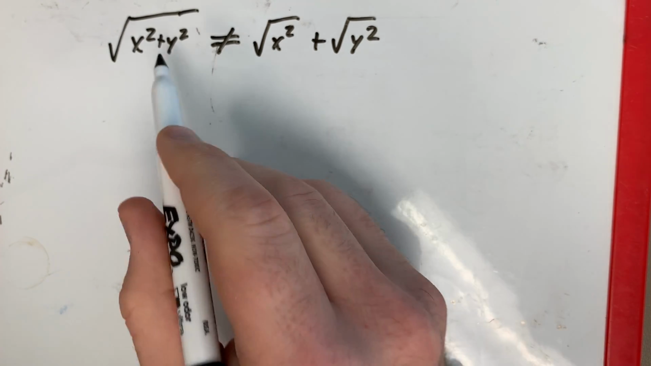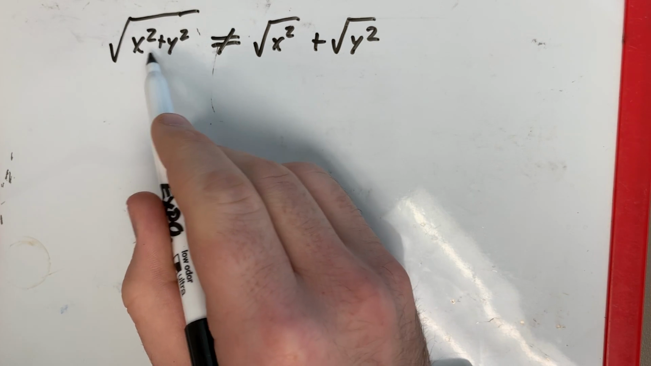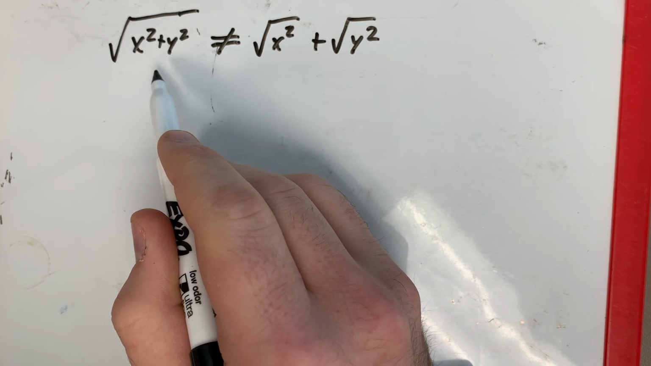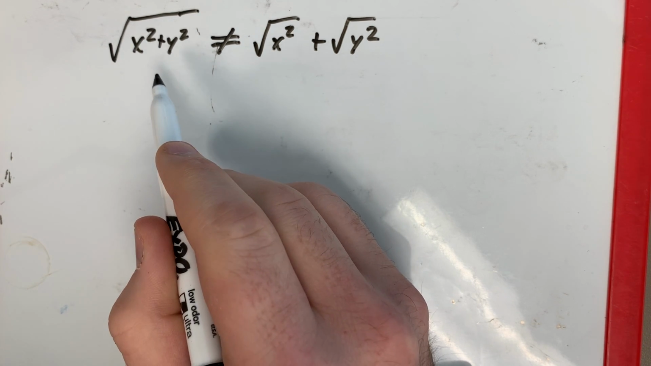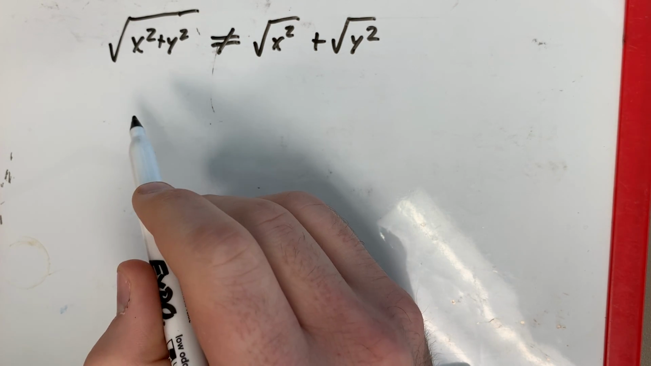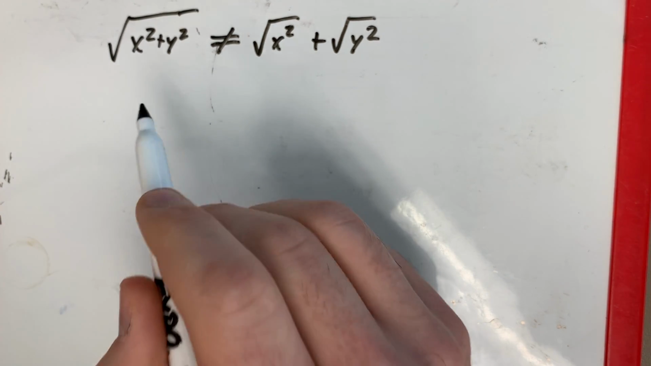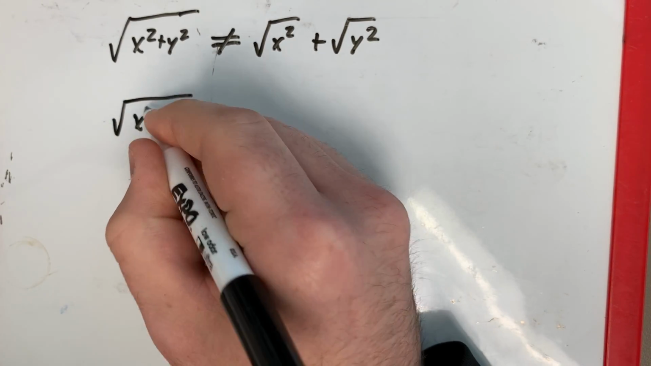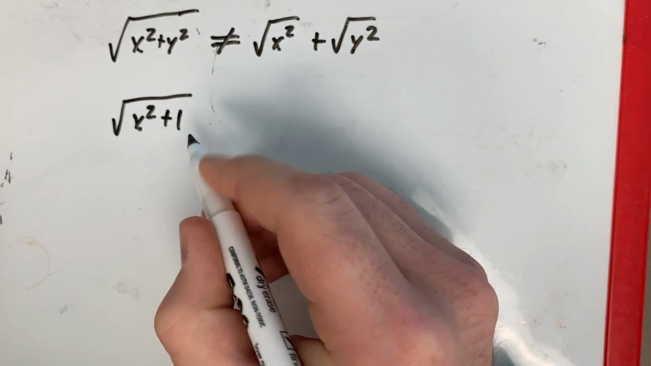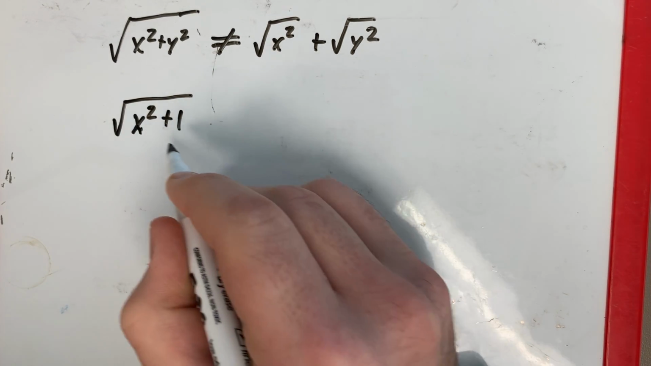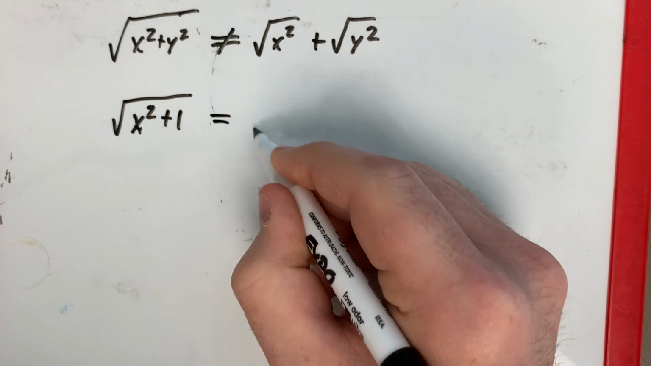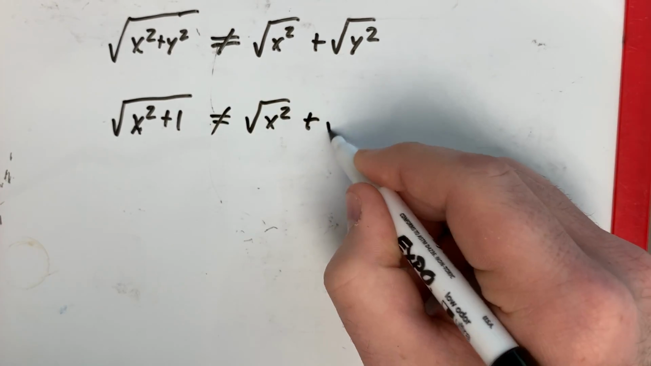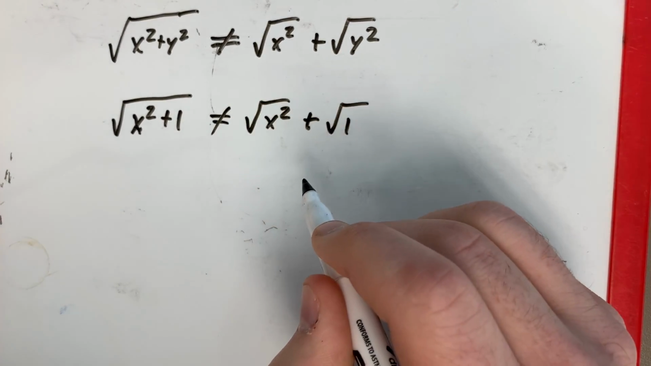So if you ever see something with addition or subtraction, you cannot distribute the radical over the addition. Radicals only distribute over multiplication and division. Okay? Very, very important point. Similarly, if someone tried to simplify the square root of x squared plus 1, this is not equal to the square root of x squared plus the square root of 1. So we have to be very careful.